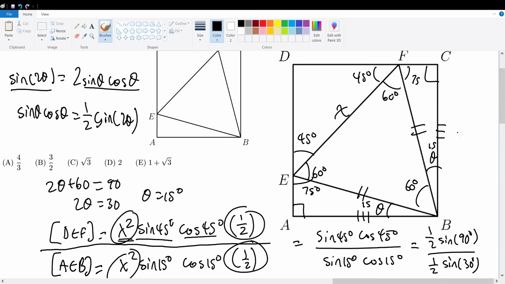Now, what is sine 90 degrees? Sine 90 degrees is equal to 1. Sine 30 degrees is equal to 1/2. Half and half gets canceled out, so we're only left with 1 over 1/2. Simplifying this gives 2, meaning that our final solution will be answer choice D.